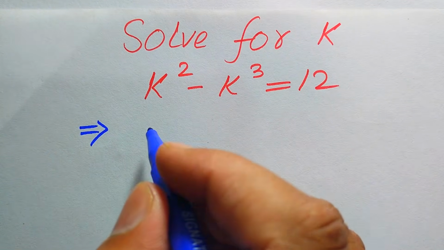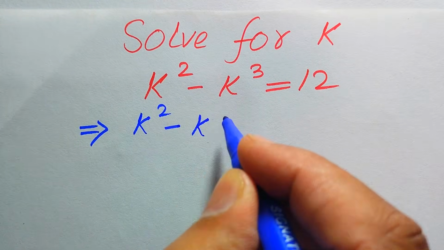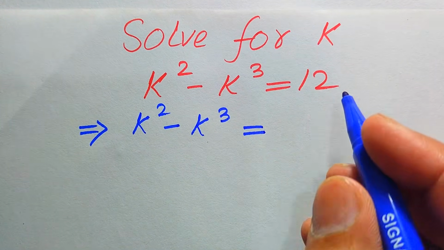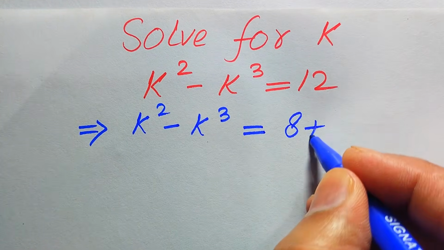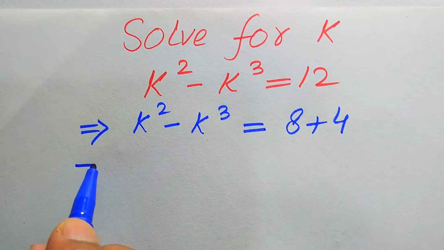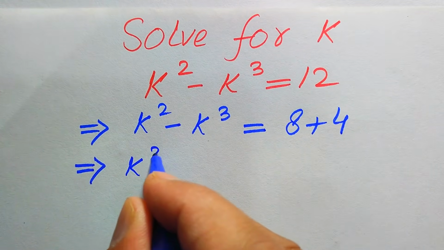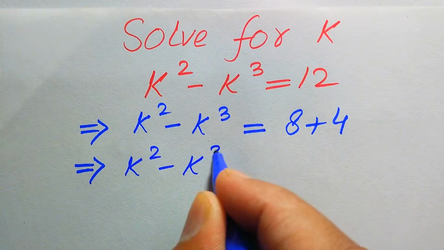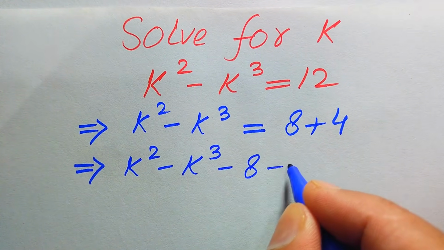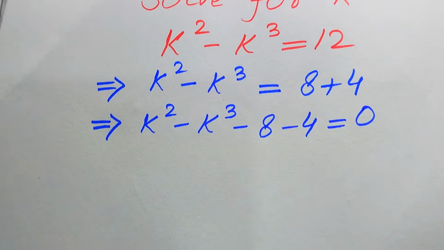So here first we rewrite this equation as k square minus k cubed is equal to 12, and we write this 12 as 8 plus 4. Now we know that 8 plus 4 becomes 12. And further in the next step we move the terms from the right hand side to the left hand side, and we get k square minus k cube, plus 8 becomes minus 8, plus 4 becomes minus 4, and this whole equation is equal to 0.